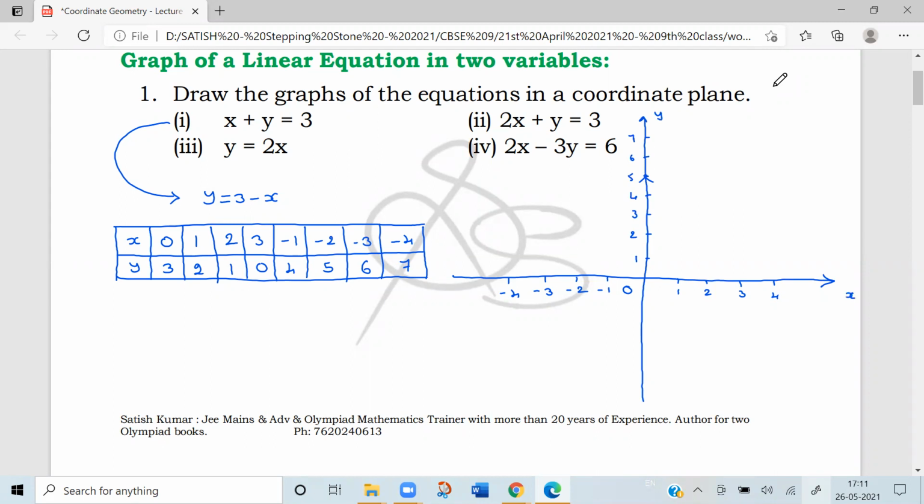First ordered pair 0, 3. When x is 0, y is 3. Put a dot and keep a circle. When x equal to 1, y is 2. When x equal to 2, y is 1. When x equal to 3, y equal to 0. Now, any 2 points is enough to plot the graph. So, join and produce it.